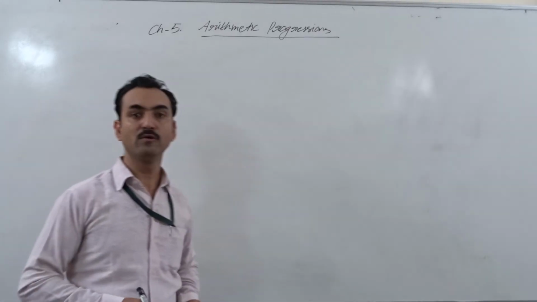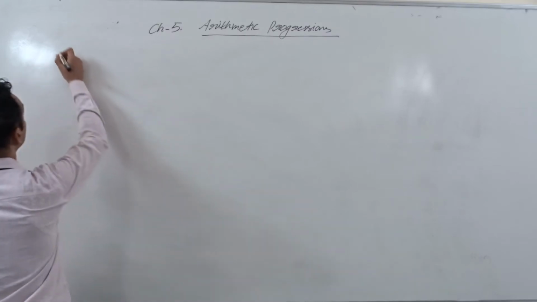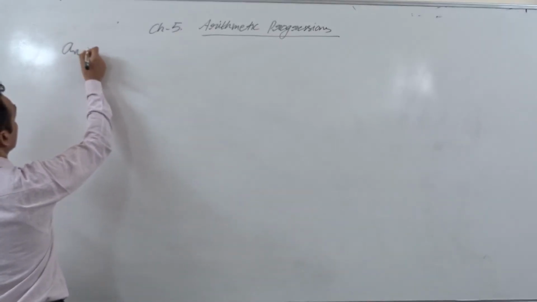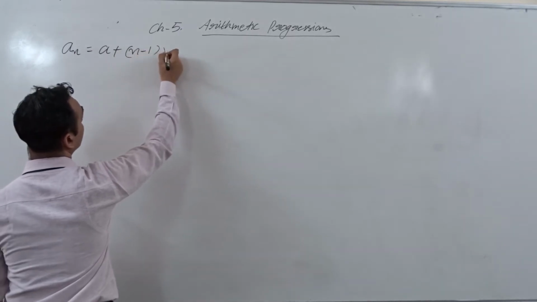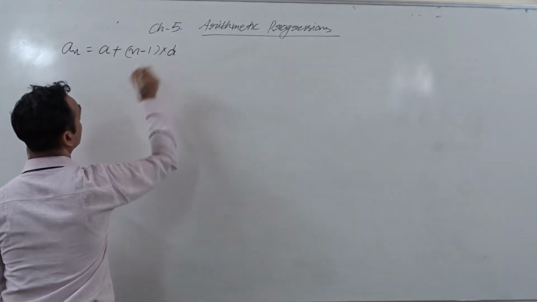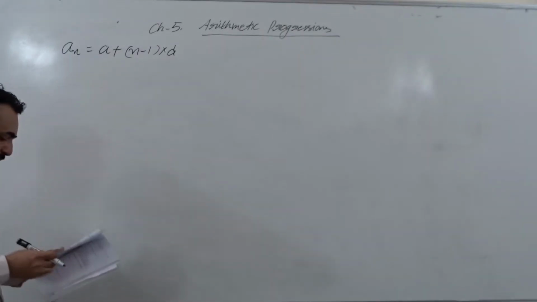So now we are solving some questions which are based on finding the nth term of an AP. So what is the formula of the nth term? An equals A plus (n minus 1) into D. So this is the formula to find the nth term. Let's take some example questions.